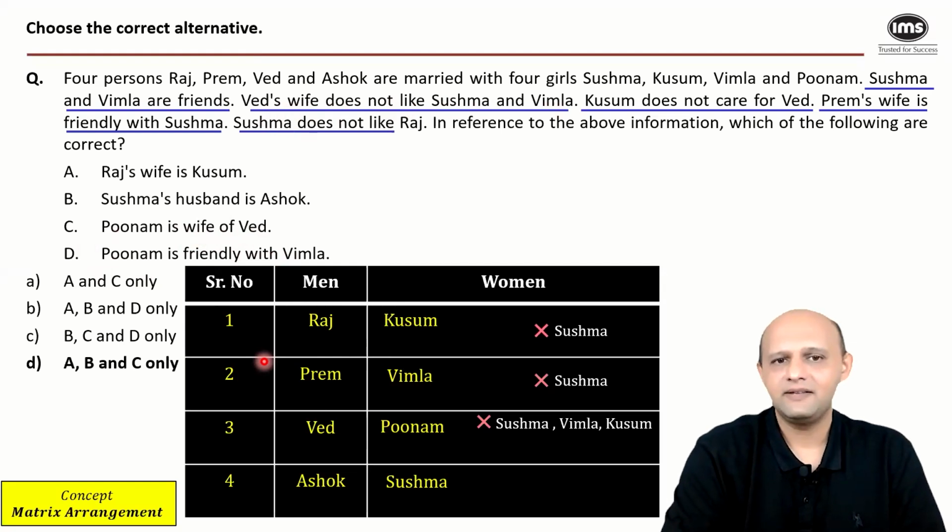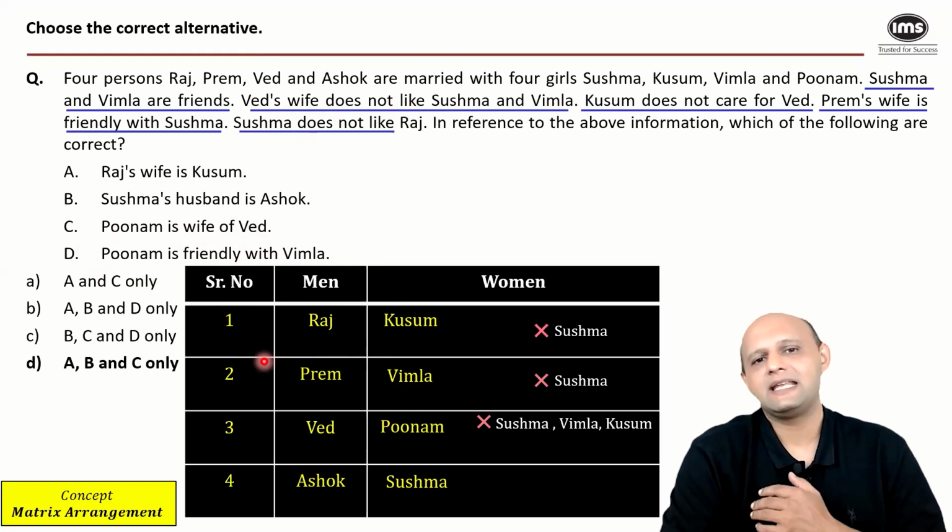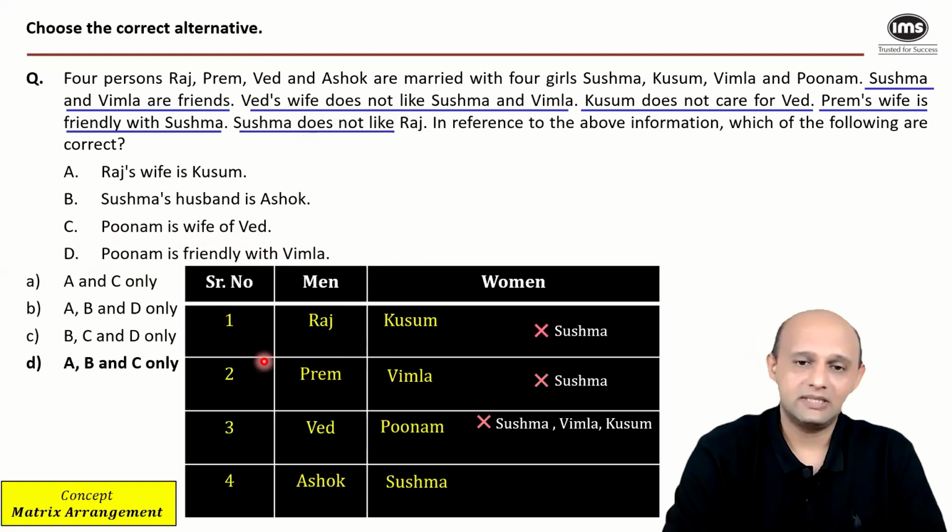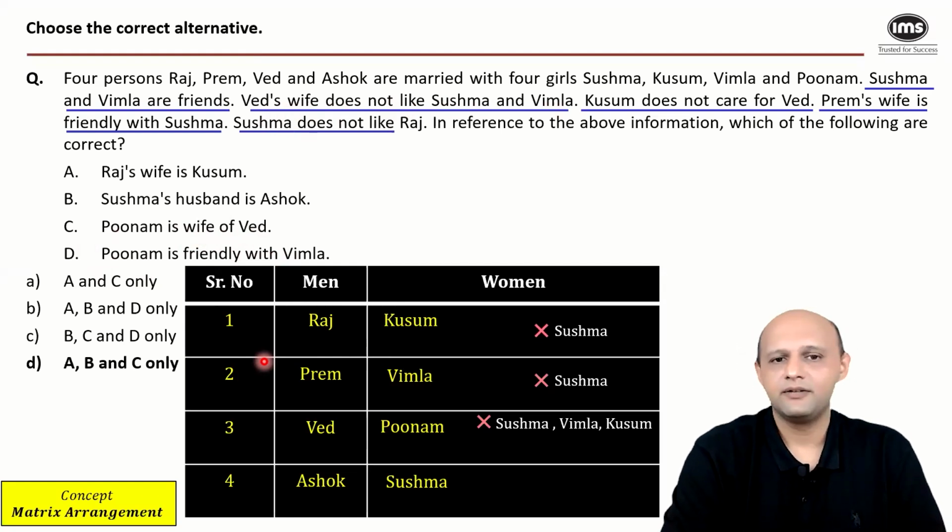Ved's wife does not like Sushma and Vimla. So what does that mean? It means that Ved's wife is not Sushma or Vimla, correct? And the other thing is Kusum does not care for Ved, meaning the person who does not care for the other cannot form a couple. So that's the underlying assumption, without which solving this question is not possible. So from these two statements, we can figure out that Sushma, Vimla, or Kusum are not wives of Ved.